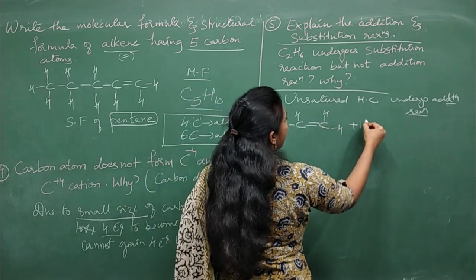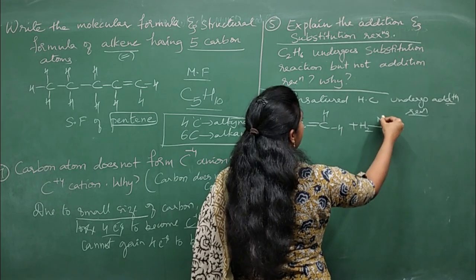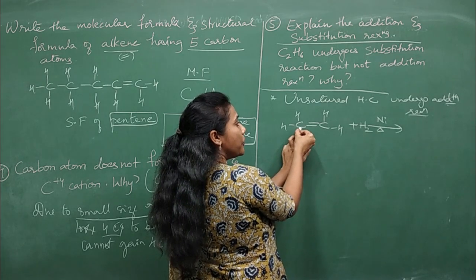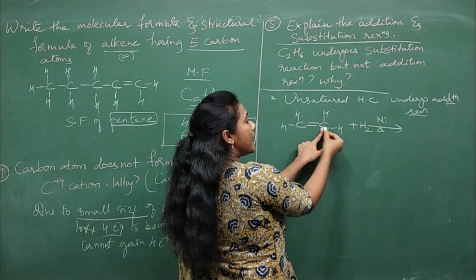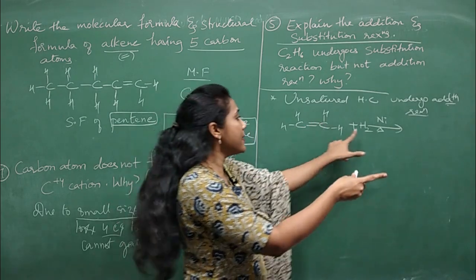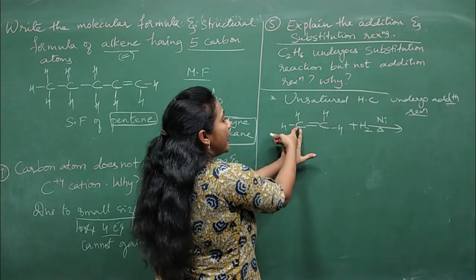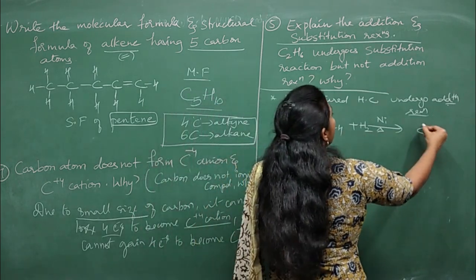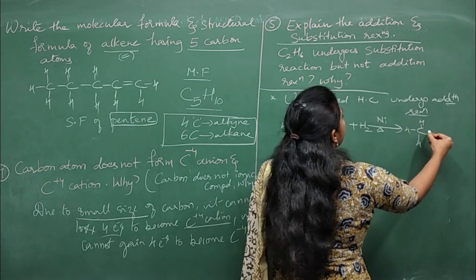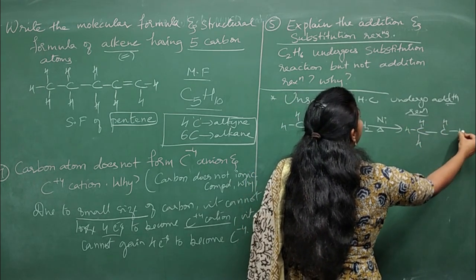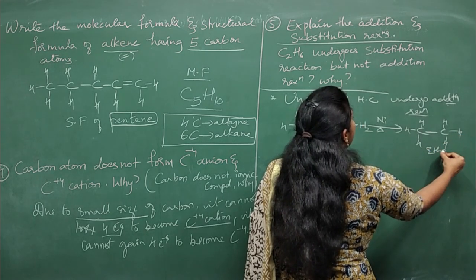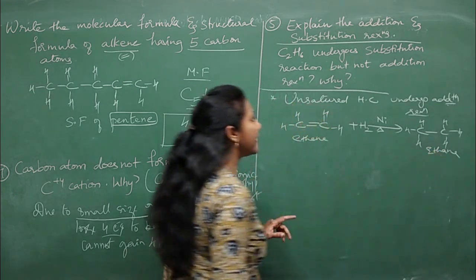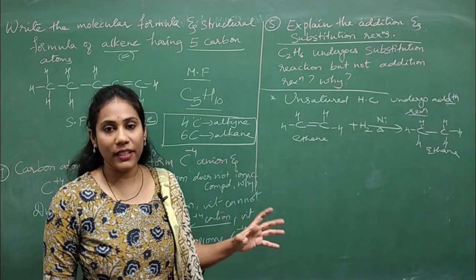Say for example, I have taken C double bond C H. For this, when I add hydrogen in the presence of nickel and on heating, what do you get? You just add one hydrogen atom to this carbon, another hydrogen atom to this carbon, and the double bond will become a single bond, isn't it? So you will get ethane. That means from ethene you have got ethane. So this is the example for addition reaction.